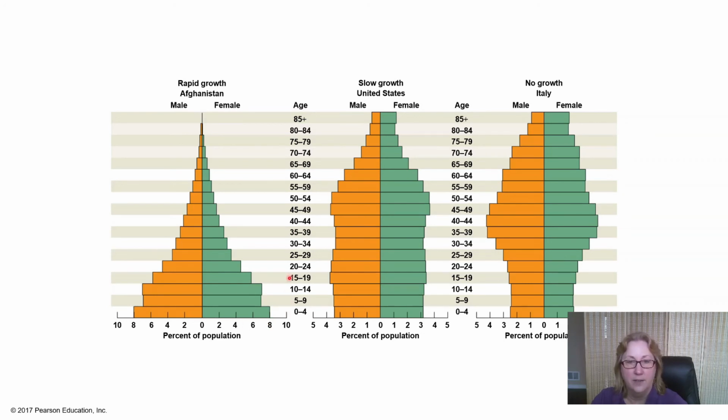So here are the kids. Pre-reproductive kids are the bottom 3 bars. And then we have reproductive adults up through age 40, so the next 5 bars are your reproductive age adults. And then you have your post-reproductive older adults at the top here.